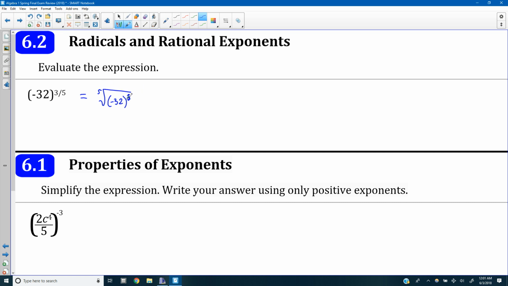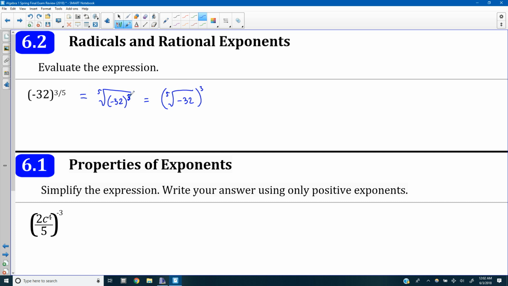Now, I want to let you know 2 things beforehand here. Number 1, I'm not going to end up doing it this way. I'm actually going to do the 5th root of negative 32 first, and then I'm going to cube it, because cubing this number would make it extremely large, something that I don't want to have to take care of, and I wouldn't know what the 5th root of that is anyway. But if I take the 5th root first, then I get a smaller number, and I know what the 5th root of this number is, and then I can cube it. So that's number 1.